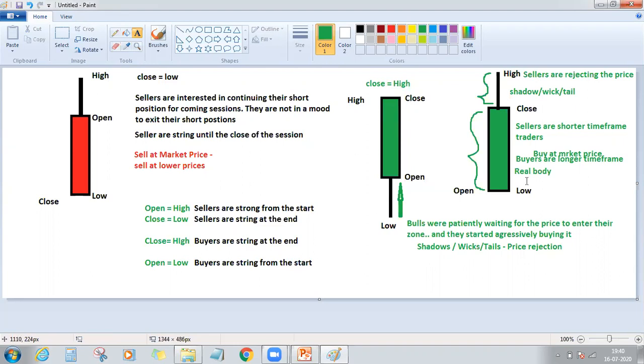In this case, buyers were strong at the start. They were able to take it to a new high, but sellers started stepping in. Although sellers started stepping in, they do not have enough strength to take it to a further low because they are all intraday traders. That is the reason they do not have enough strength. And this rally in price was because of the higher time frame traders.